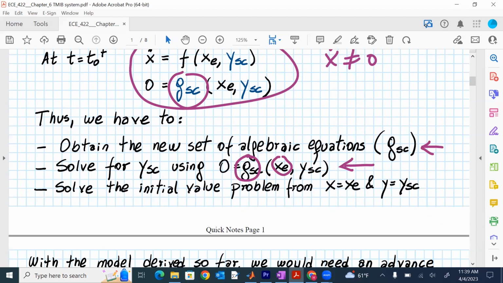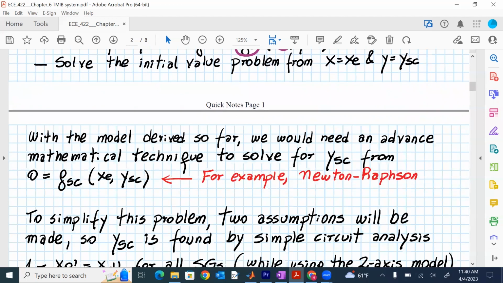In general, the set of algebraic equations, because they are nonlinear, can be solved with an advanced technique like Newton-Raphson. If we have an initial guess for what could be the solution, then we can iterate, calculate the Jacobian of these nonlinear equations, and iteratively find a solution with some error under a tolerance. That would be one way, but because we don't want to spend much time on this, we're going to consider some assumptions that will help us simplify the problem.